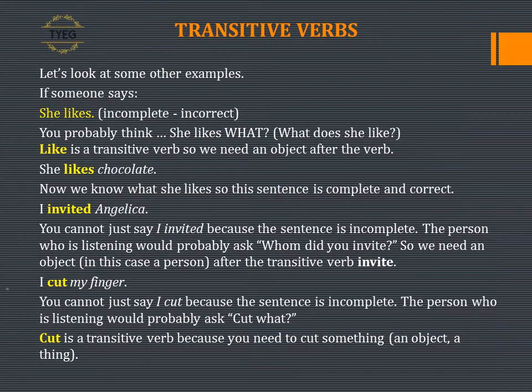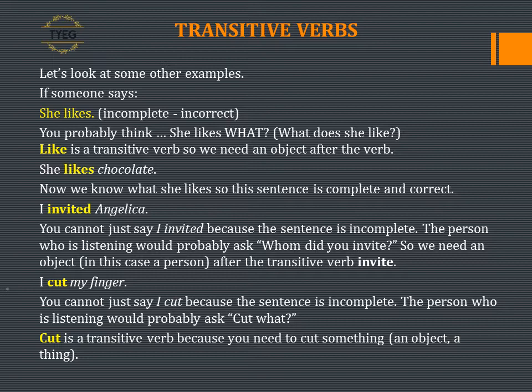Transitive verbs. Let's look at some other examples. If someone says, she likes. Incomplete, incorrect. You probably think, she likes what? What does she like? Like is a transitive verb, so we need an object after the verb. She likes chocolate. Now we know what she likes, so this sentence is complete and correct.